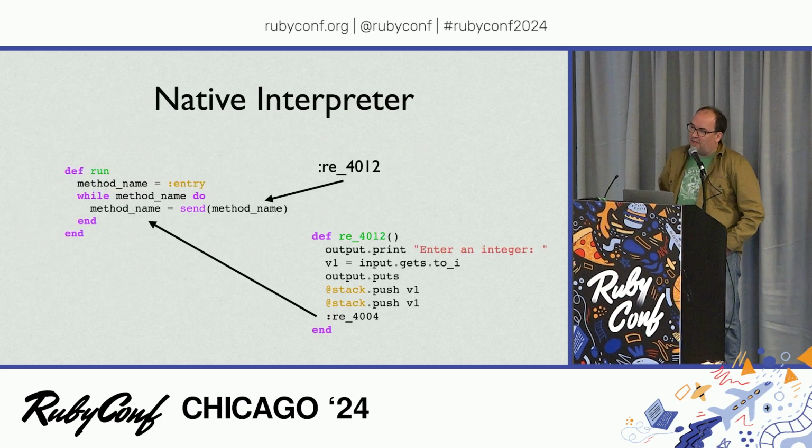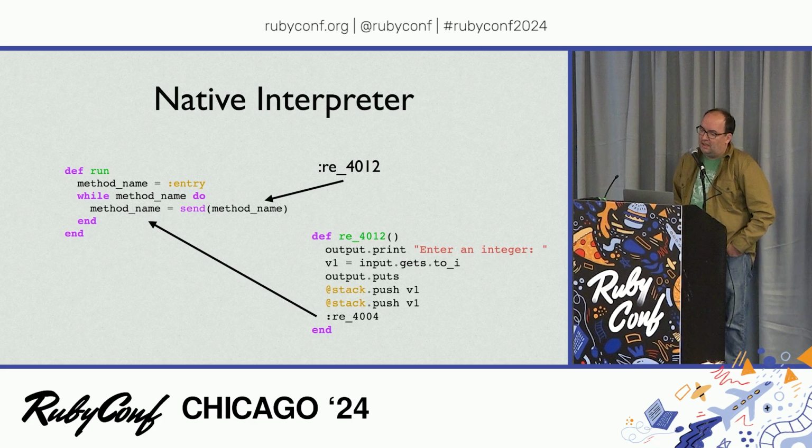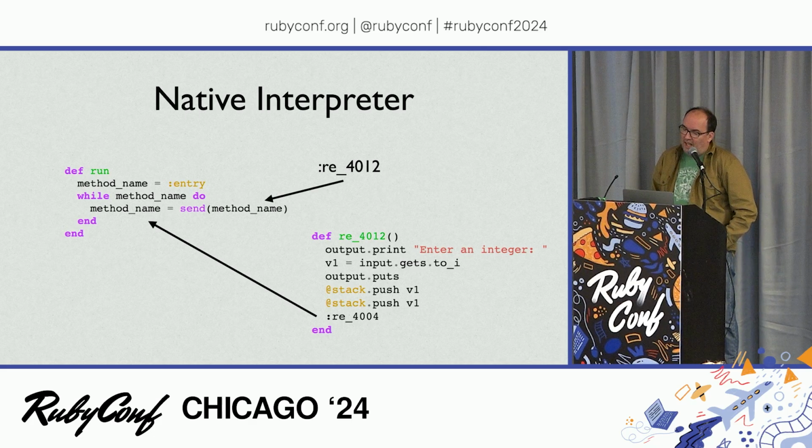So now if we look at this version of the interpreter, we're basically just sending to all these generated methods, and they just return the next method to execute. So some people might be wondering, why didn't you just call RE4004 in this method instead of returning it? And it's because we don't have an infinite stack in Ruby. But that would have been way faster if that would have worked, and probably would have worked for a small number of Piet programs.